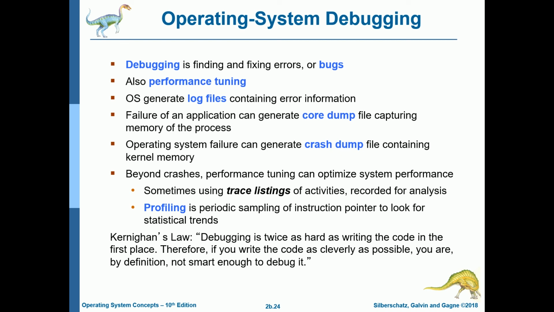If a process fails, most operating systems write an error to a log file to alert the system administrator or users that a problem has occurred. The operating system can also take a core dump, which is a capture of the memory of the process, and store that in files for later analysis. To distinguish this, a failure in the kernel is called a crash. When a crash occurs, error information is saved to a log file, and the memory state is saved to a crash dump. Now, moving beyond crashes, performance tuning can optimize the system's performance.